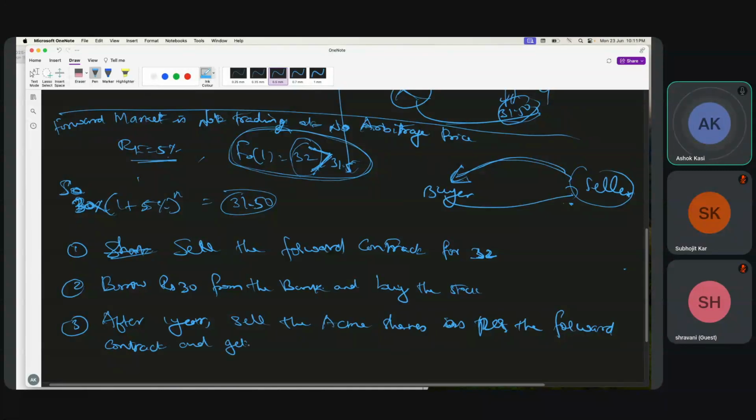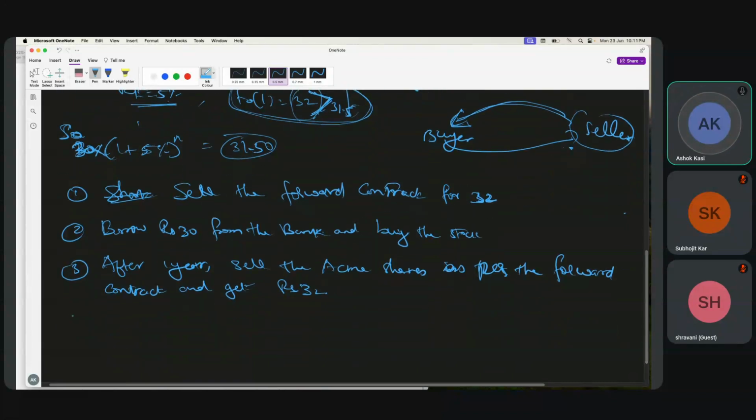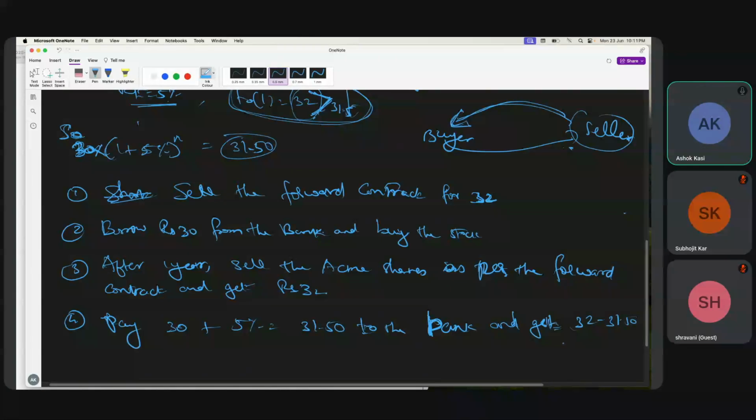And get rupees 32. Okay, and then pay 30. You have taken 30 from the bank, right? And then plus 5% interest, that comes to 31.50 to the bank. And get 32 minus 31.50 equal to 0.5 profit.